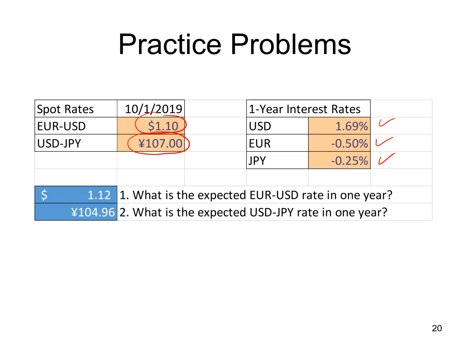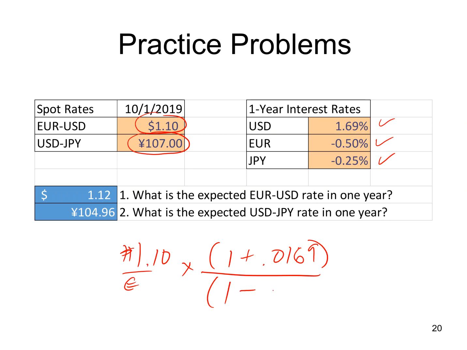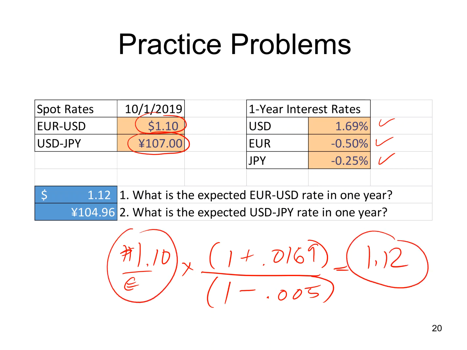So what is the expected euro dollar exchange rate in 1 year? That's the EUR USD, the dollar price of the euro. That's going to be equal to today's price, $1.10 per euro, times 1 plus the dollar interest rate, 1.0169, over 1 plus the euro interest rate, 1 minus 0.005. And that's going to be about 1.12. So the exchange rate is going to go from 1.10 to 1.12, roughly a little bit less than a 2% appreciation of the euro.